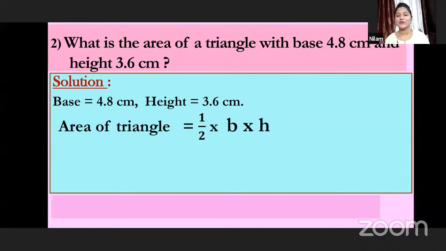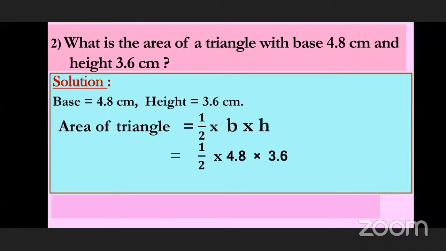So area of triangle equals half times base and height. Half times base and height is the formula of area of triangle. And by substituting the values which are given in the question, we can find out the area of triangle. So half times 4.8 and 3.6.